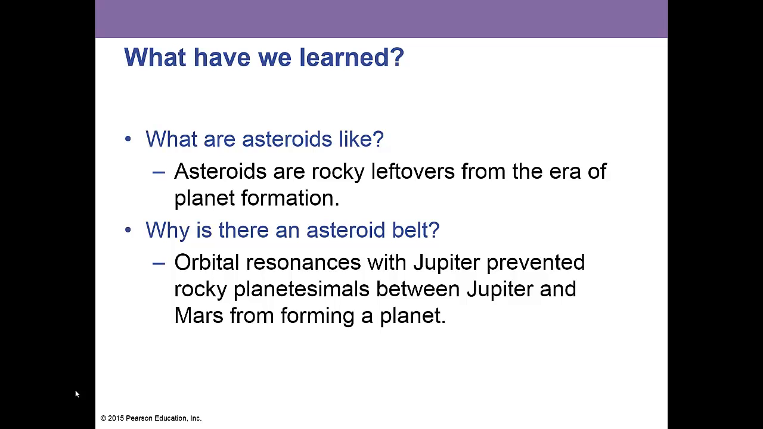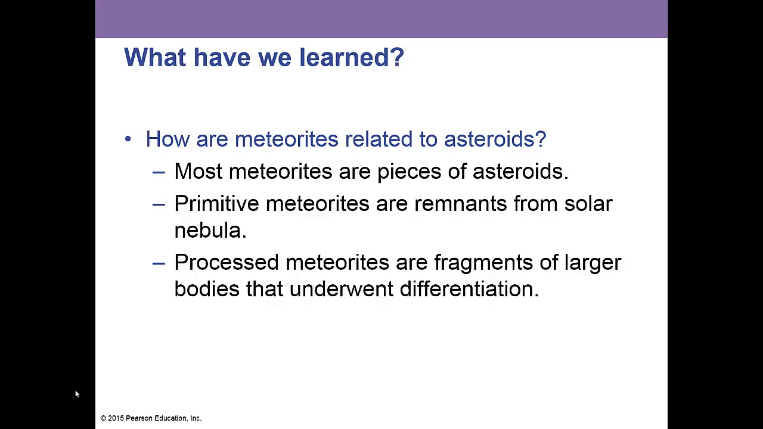So what did we learn? We learned that asteroids are rocky leftovers from the era of planet formation, and there's an asteroid belt due to Jupiter's orbital resonances. Most meteorites are pieces of asteroids. Primitive meteorites are samples of the solar nebula, and the processed meteorites are fragments of larger bodies that underwent differentiation.